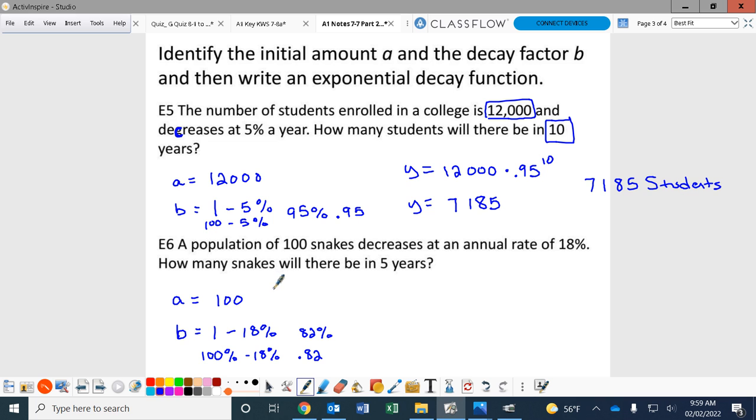So when you set up this problem, it's going to be y equals. What would come first? Times what is your decay factor? 0.82. And how long? 5 years. 5 would be your exponent because we've got 5 years of this.